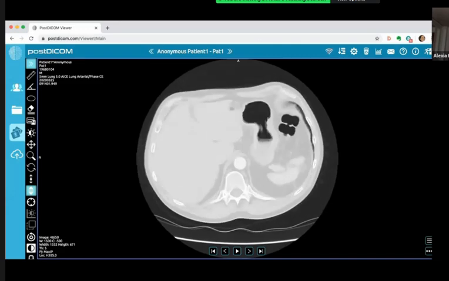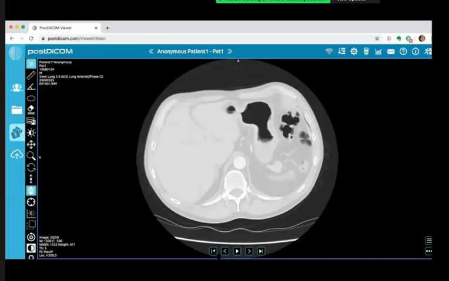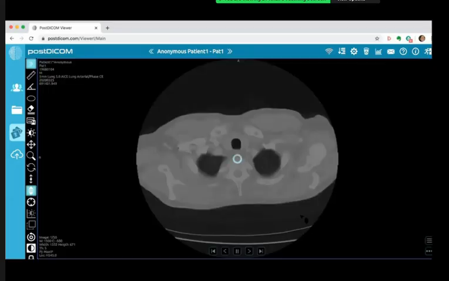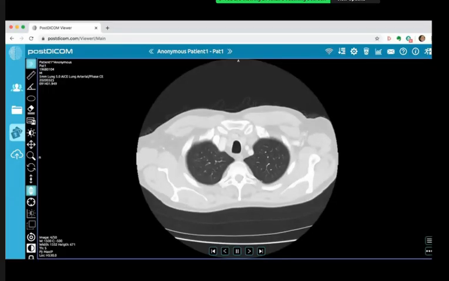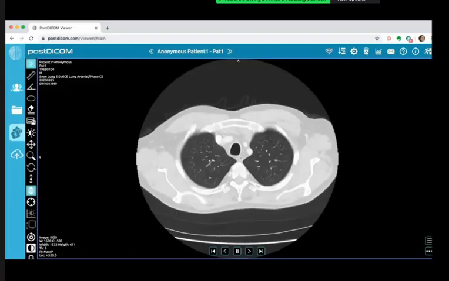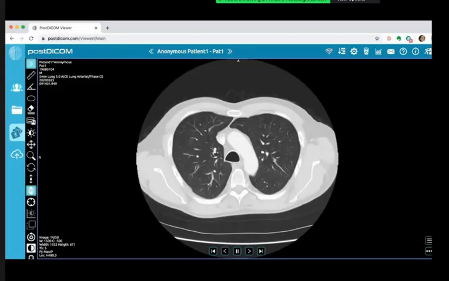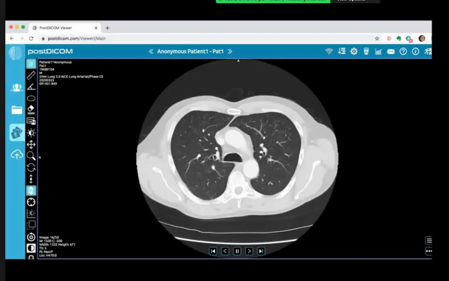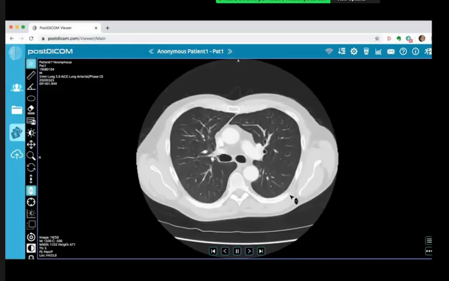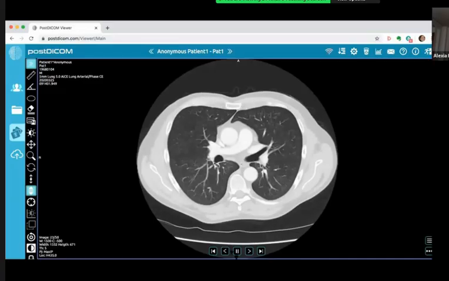Do you see any abnormality in the lungs? I think bilaterally there are centrilobular airspace densities, not nodules, but almost like ground glass appearances. I don't see anything else, to be honest.